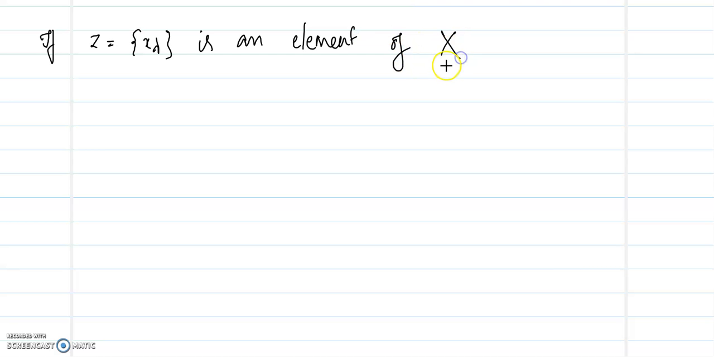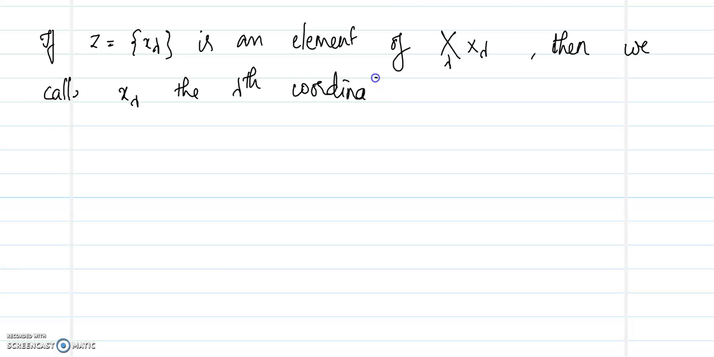Put in this form, if z equal to x lambda is an element of the direct product of X lambda, then we call x lambda the lambda coordinate of z. So the lambda coordinate of z will be small x lambda, and that belongs to the set capital X lambda.